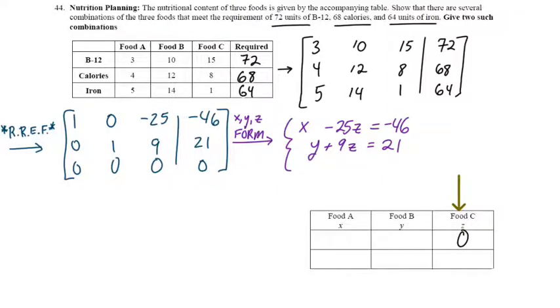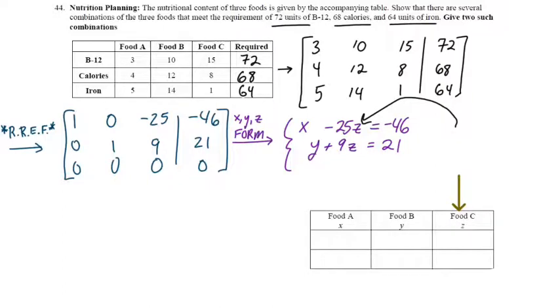So for example, I like to plug in 0 a lot of times for Z. The only issue with that is that's simply not realistic here, right? If you plug in 0 for this Z right here, you're going to get x minus 0 equals negative 46. So you're going to come over here and tell me you need to eat negative 46 units of food A, right? So that's simply not plausible. So 0 is not going to work here. I'm going to go ahead and erase this.